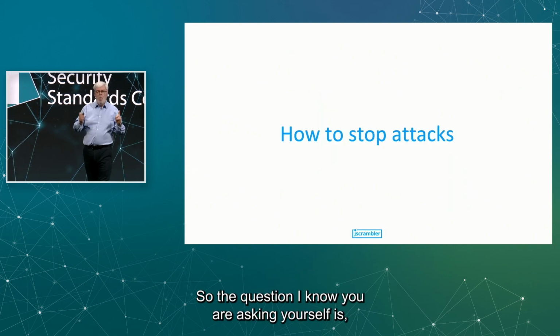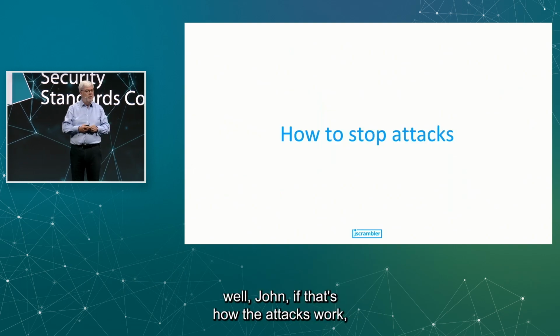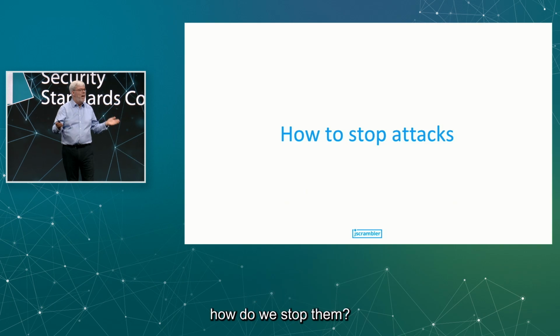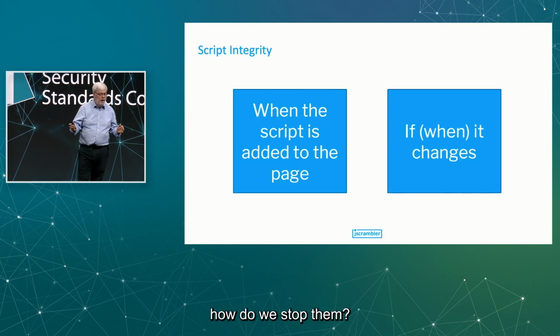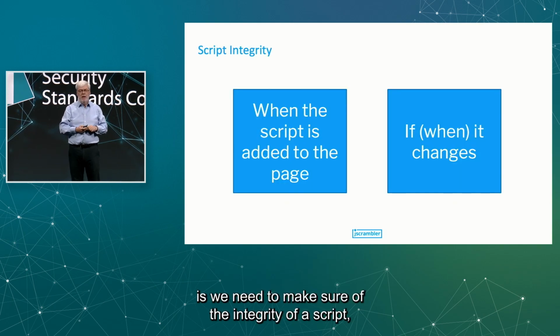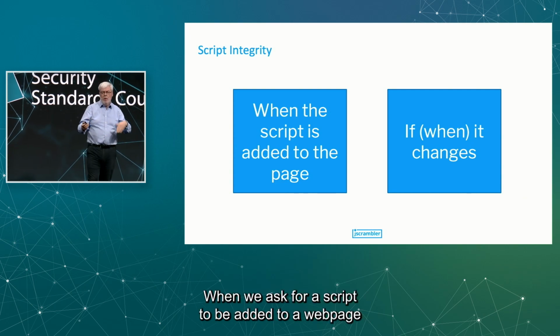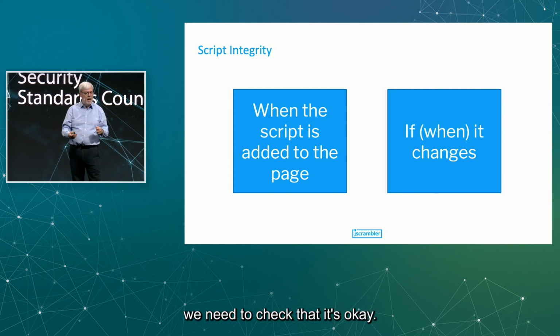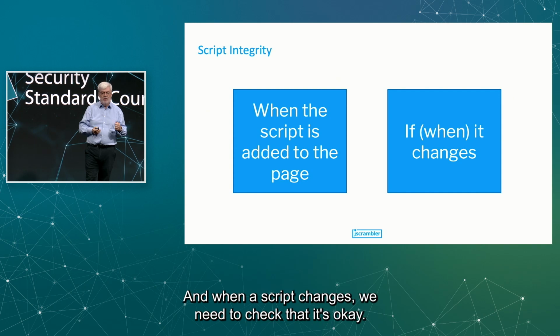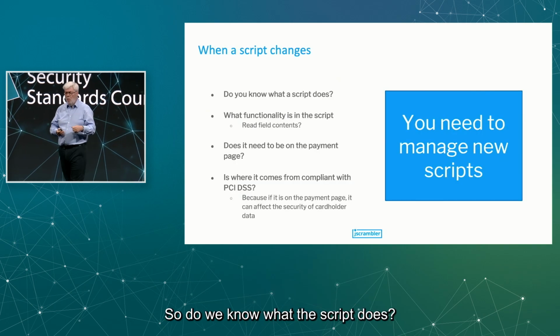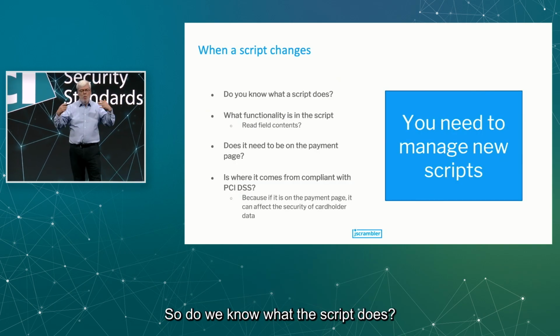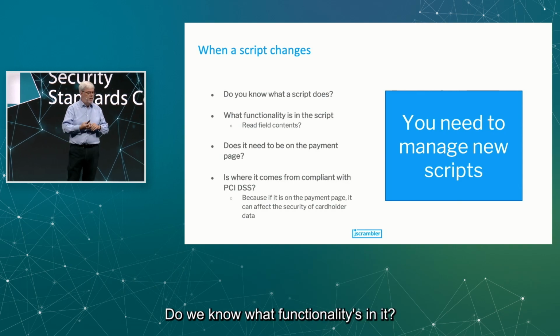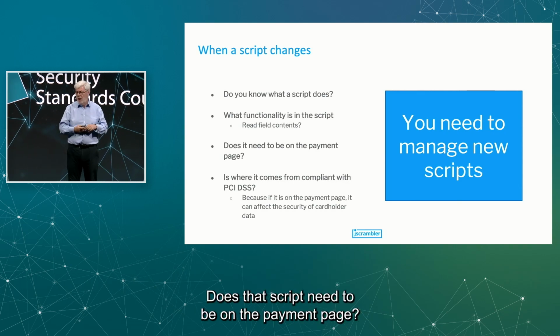So the question I know you're asking yourself is, well, John, if that's how the attacks work, how do we stop them? And the answer is, of course, we need to make sure of the integrity of a script. And we need to do that twice. When we ask for a script to be added to a web page, we need to check that it's OK. And when a script changes, we need to check that it's OK. So do we know what the script does? Do we know what functionality is in it? Does that script need to be on the payment page?